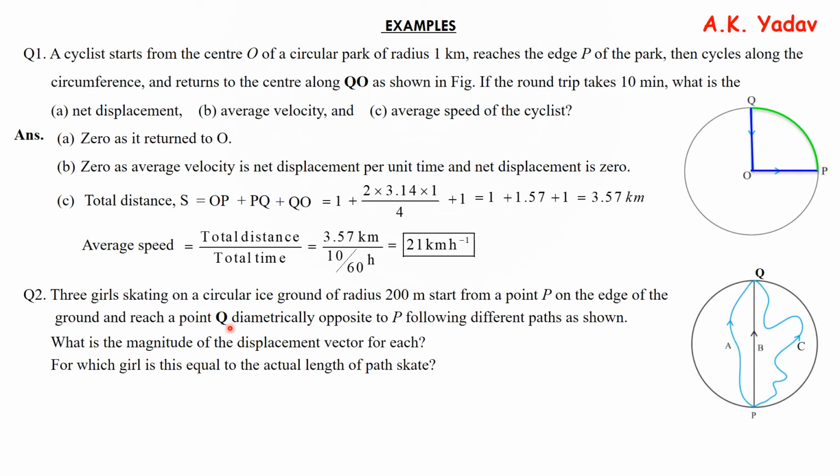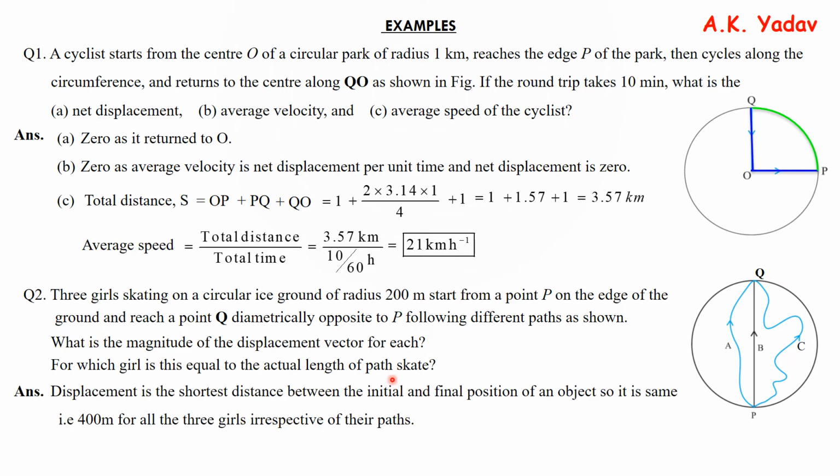Question number 2. Three girls skating on a circular ice ground of radius 200 meters start from a point P on the edge of the ground and reach a point Q diametrically opposite to P following different paths as shown. What is the magnitude of the displacement vector for each, and for which girl is this equal to the actual length of the path skated? So displacement is the shortest distance between the initial and final position. So it is the same for all three girls, and it is equal to 400 meters irrespective of the paths. And for B, it is equal to the actual length of the path skated.